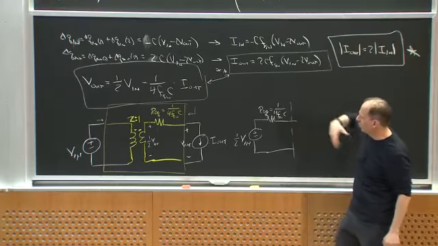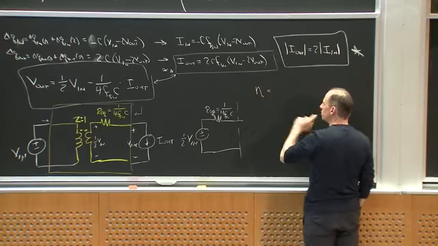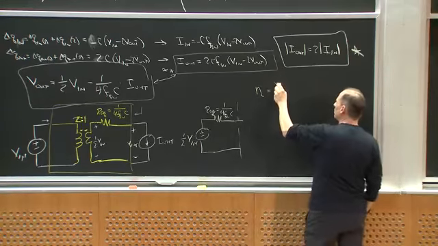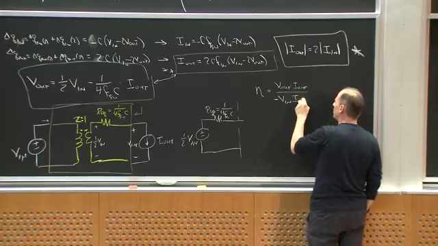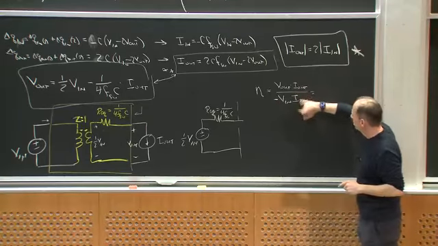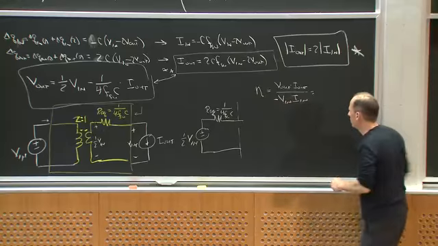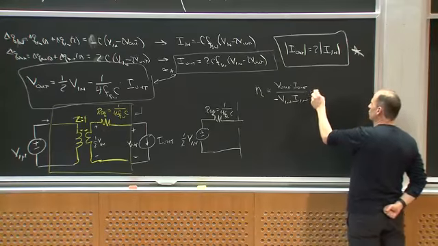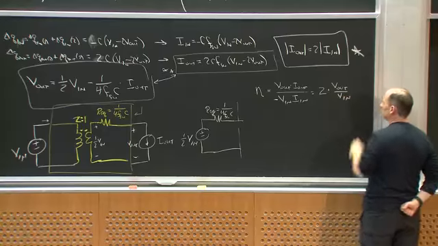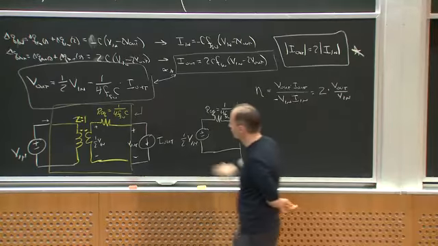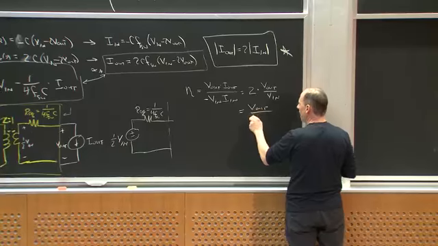Now, we could say, what's the efficiency of the converter? Okay, well, the efficiency is equal to V out, I out, divided by minus V in, I in, right? And since I out is twice minus I in, this would be equal to 2 times V out over V in, right? And we have an expression for V out right here. I could write this as also equal to V out over 1/2 V in.